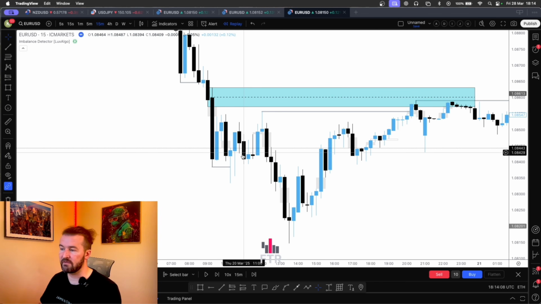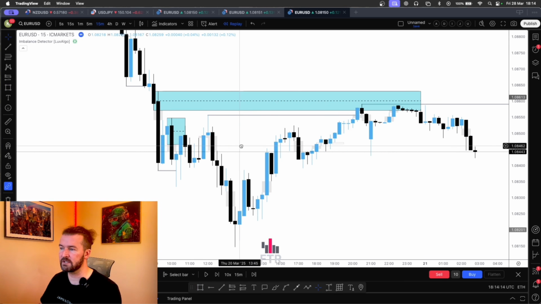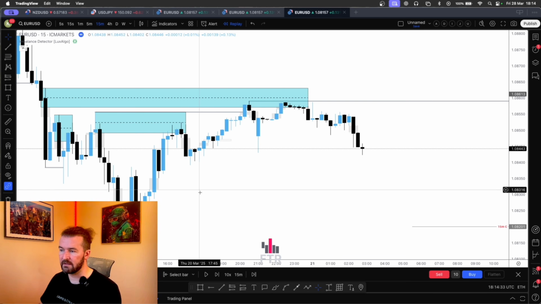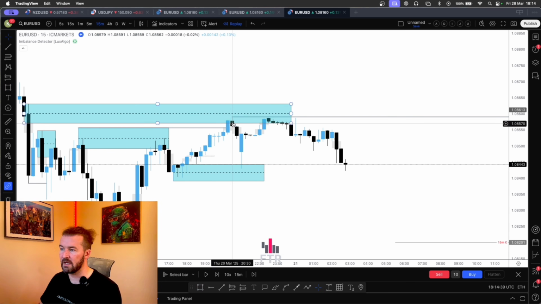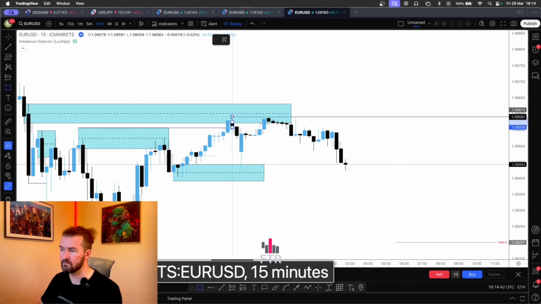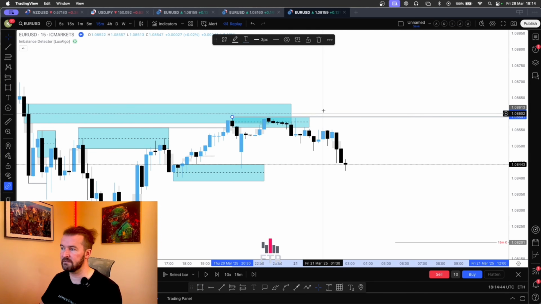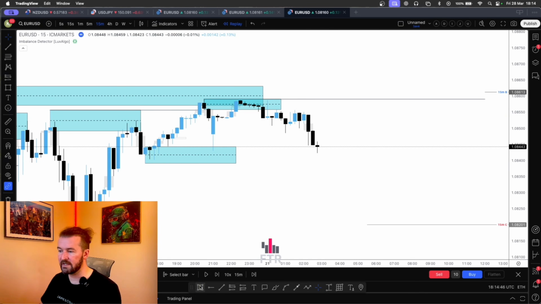There was another one here. I'm just going to mark out the order blocks, which price again came to short term. There was another one here, which very short term price came to. There was another one here, which was created, which price came to. And then up here, which price again has reacted to. And we're working our way down.